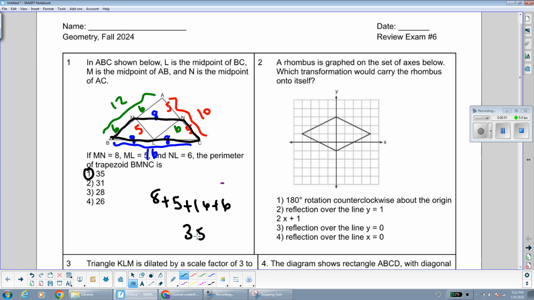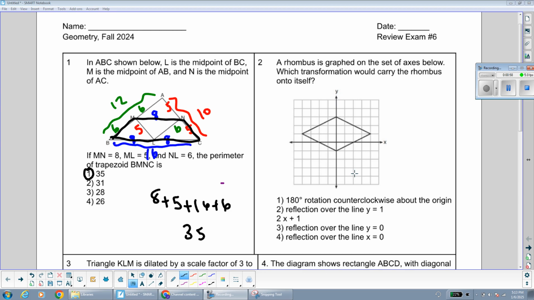For number 2, we're being asked which one does carry the rhombus onto itself, so which one does make it look like itself. A 180-degree rotation counterclockwise about the origin. So the origin is not in the center of the shape. So even though the orientation would be the same, it wouldn't make it look like itself because it's not the point of rotation. The center of rotation is not in the center of the shape. So that one's not the correct answer.